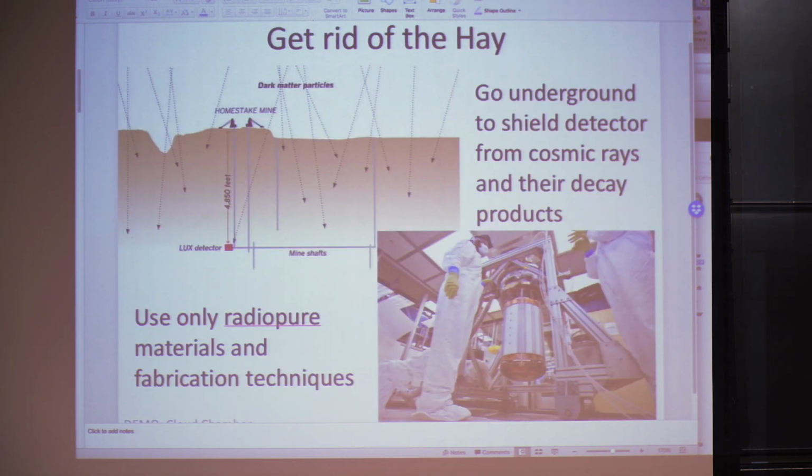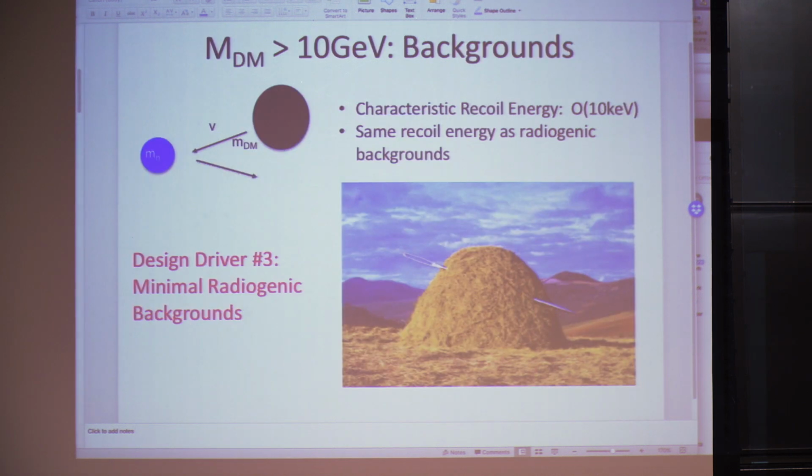So the third we have is backgrounds. So if we just go through the kinematics of this thing, we have some dark matter particle banging into a nucleus. It elastically scatters. We look at what is the recoil energy here. That characteristic recoil energy is going to be of order 10 keV. And 10 keV is exactly the same recoil energy as many radiogenic processes, Compton backgrounds, betas. So the third is going to be minimal radiogenic backgrounds.